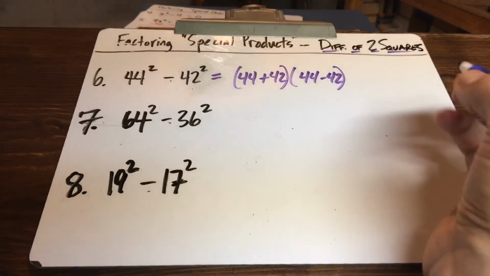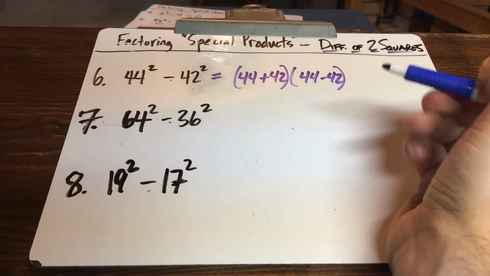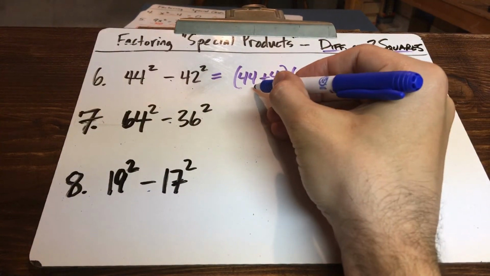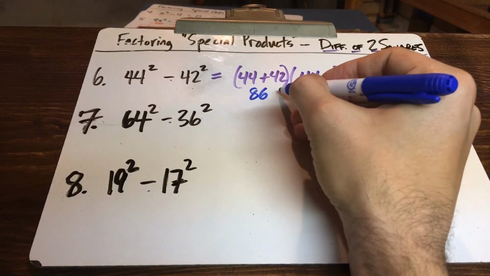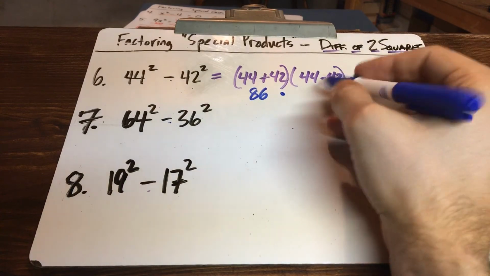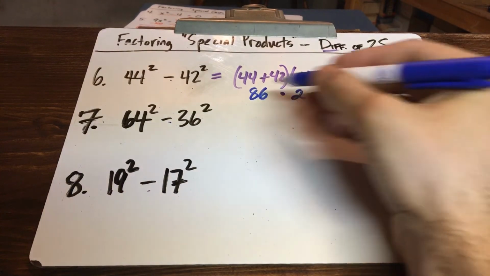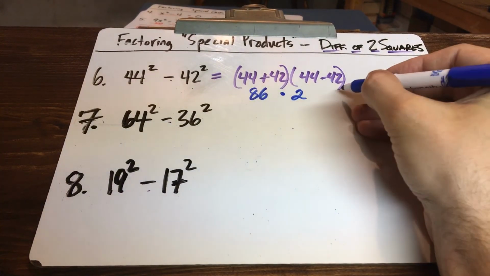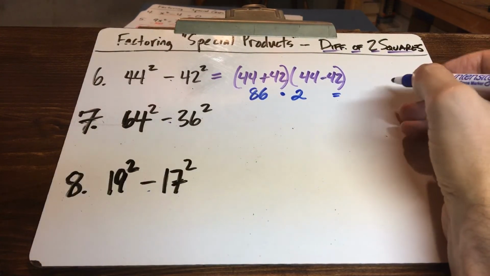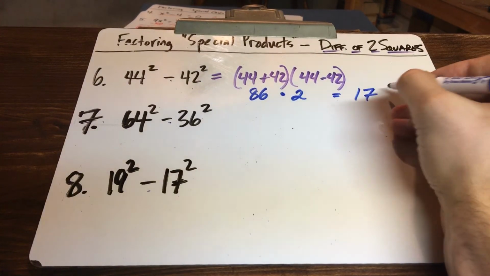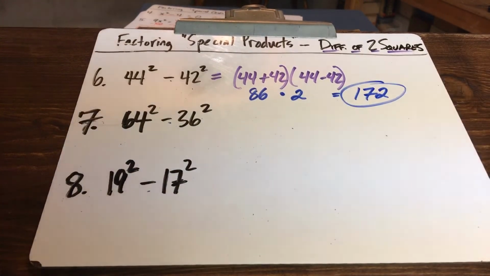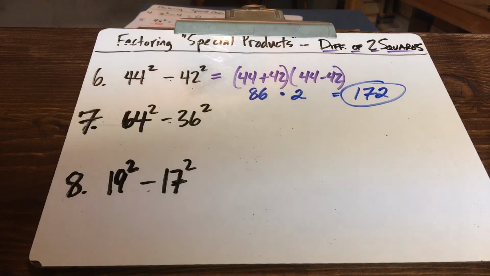Now, is everyone capable of doing all this in your head? Of course you are. Everyone who's watching this video can do 44 plus 42 in your head. If you can't, oh my goodness, something is wrong, right? Are we all capable of doing 44 minus 42 in our head? Of course we are. That's 2. Can we all do 86 times 2 in our head? Yeah, we should be able to, right? Hopefully I can. 172, is that right?